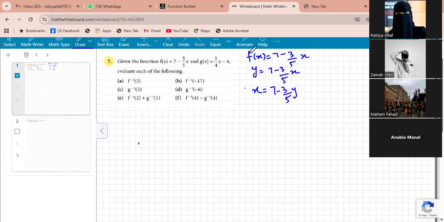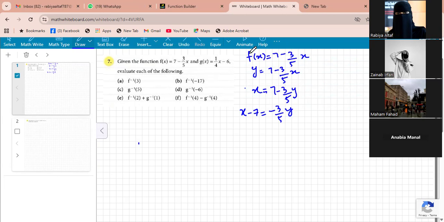Right? After swapping, we need to make y the subject of this whole formula. To make this the subject, first we need to shift the term with no variable. Like you can see, here we have 7 without variable but with plus sign. So we will shift this 7 first to the left side. It will be minus 7. We get x minus 7 equals to minus 3 upon 5y. Right? After that, we need to shift this minus 3 upon 5 whole fraction to the left side.